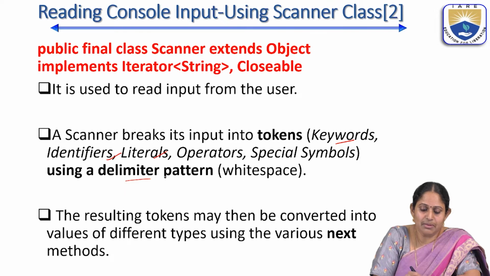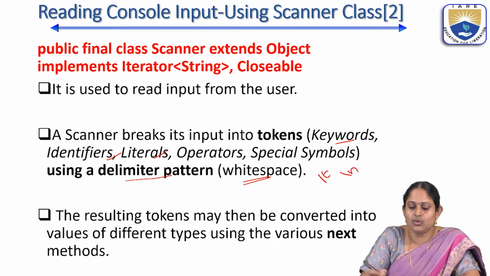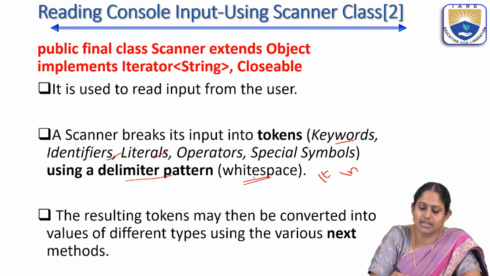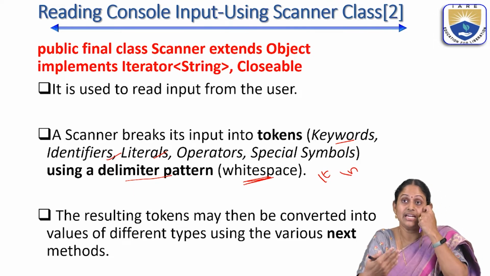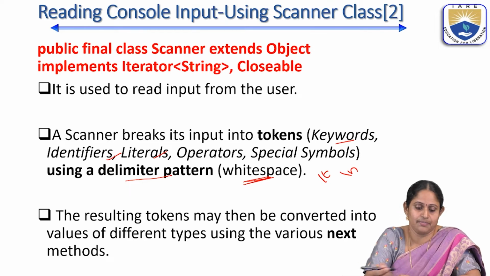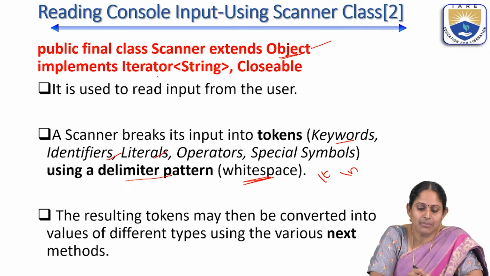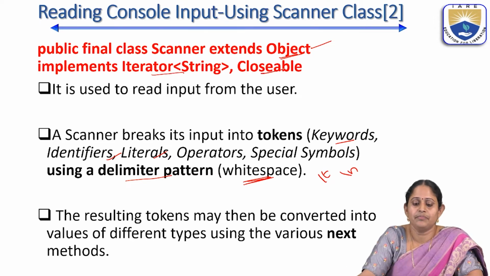This delimiter pattern may be white space. By default white space, tab, new line are all considered to be white spaces, and by default white space is considered as the delimiter pattern. And also the user can define their own delimiter pattern and use the Scanner class. Now this is the syntax of the Scanner class, which extends the Object class and implements the Iterator and Closeable interfaces.